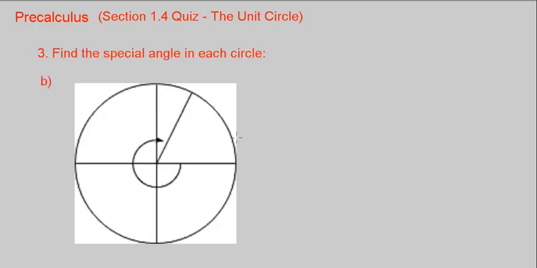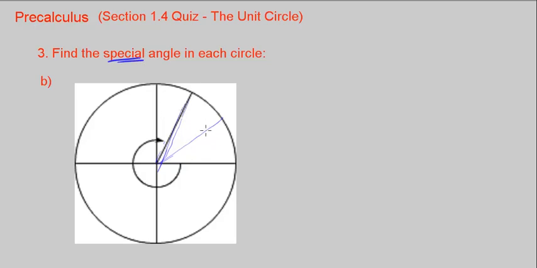Part B, now instead of going in the positive direction, which is counterclockwise, we're going clockwise. So we know that this is going to be negative, right? So what do we notice about this angle up here? Well, we remember that for the special angles, you can either split each quadrant in half or into 3 sections to get a special angle.